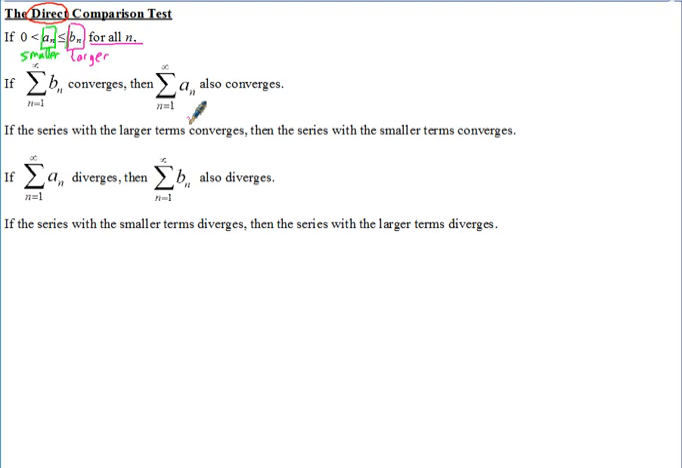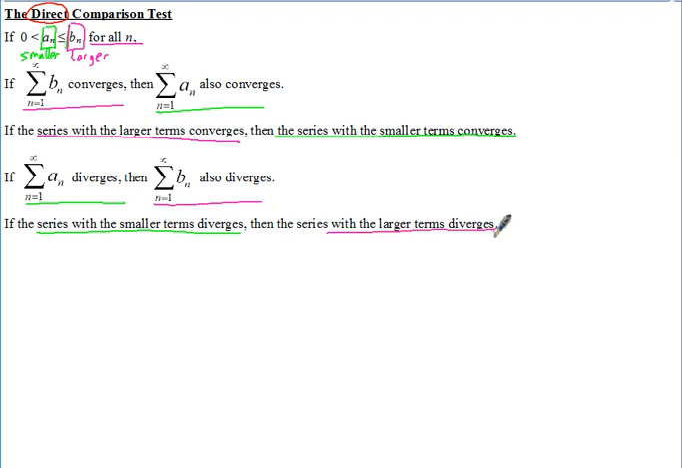So what this is saying, if the series with the larger terms, which is right here, converges, then the series with the smaller terms right here would also have to converge. Okay, and it works the other way around. If the series with the smaller terms diverges, then you know that the series with the larger terms also diverges.